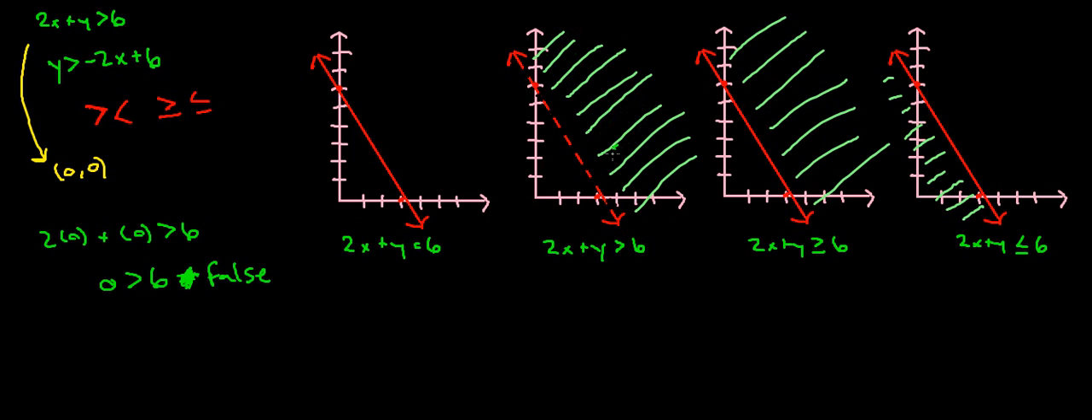I have drawn that. If it was 2x plus y is greater than or equal to 6, then this line would be shaded. In this example, I did not shade in the line because the values that equal 6 are not included. It's greater than 6, not including 6. If it was 2x plus y is less than or equal to 6, then I would shade below.